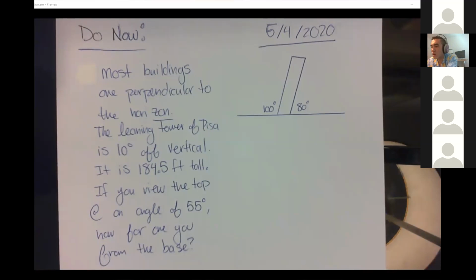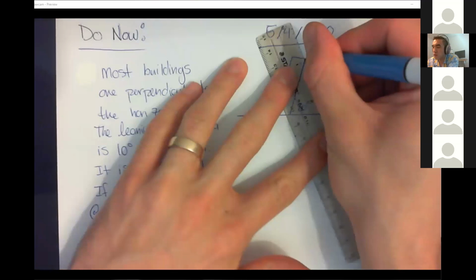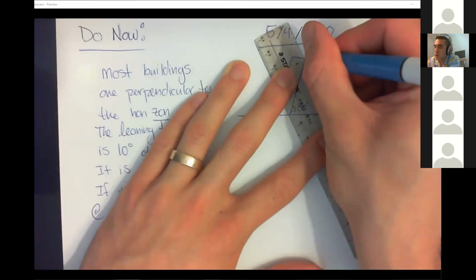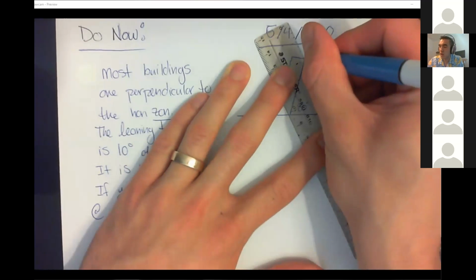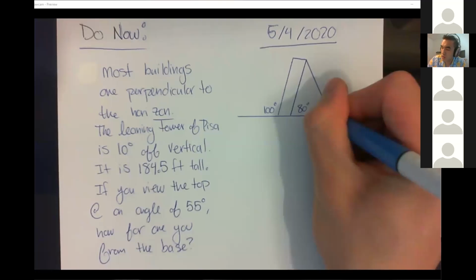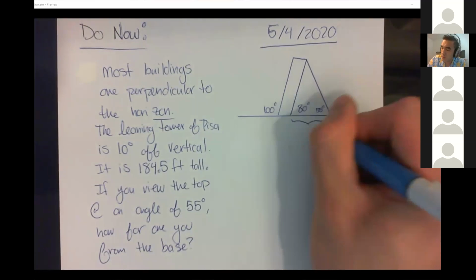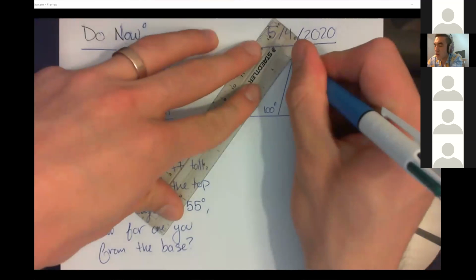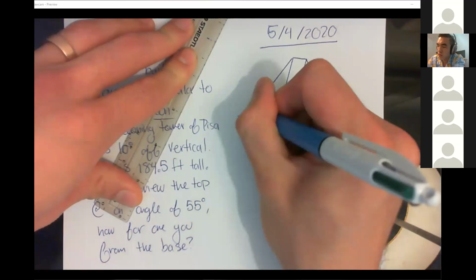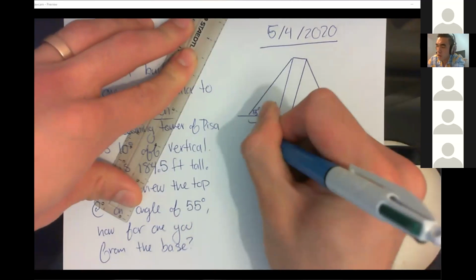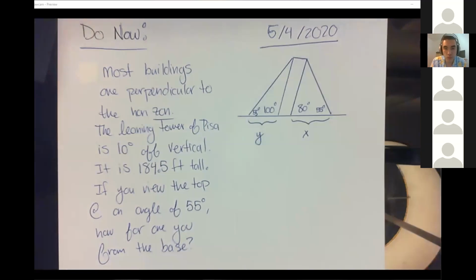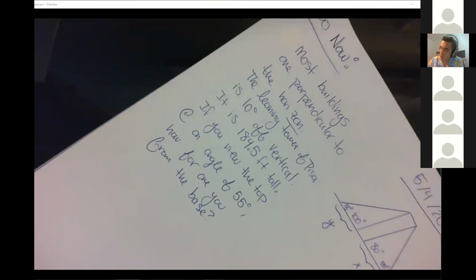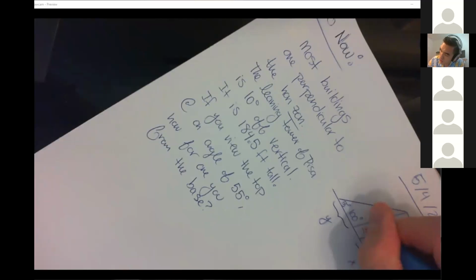So on one side over here, if you are viewing the top of it at 55 degrees, how far are you from the base? So over here, I'll set up a 55 degree angle. So I need you to solve for x. And then over here, if you view the top at 55 degrees, you would actually be a different distance from the base. So over here, this one is 55 degrees. Let's go ahead and call that one y, the one where the tower is leaning away from you. And so based on the given information, and the other thing that you need is the height of the tower, which is why I'm giving you that here. So the height of the tower is 184.5 feet.